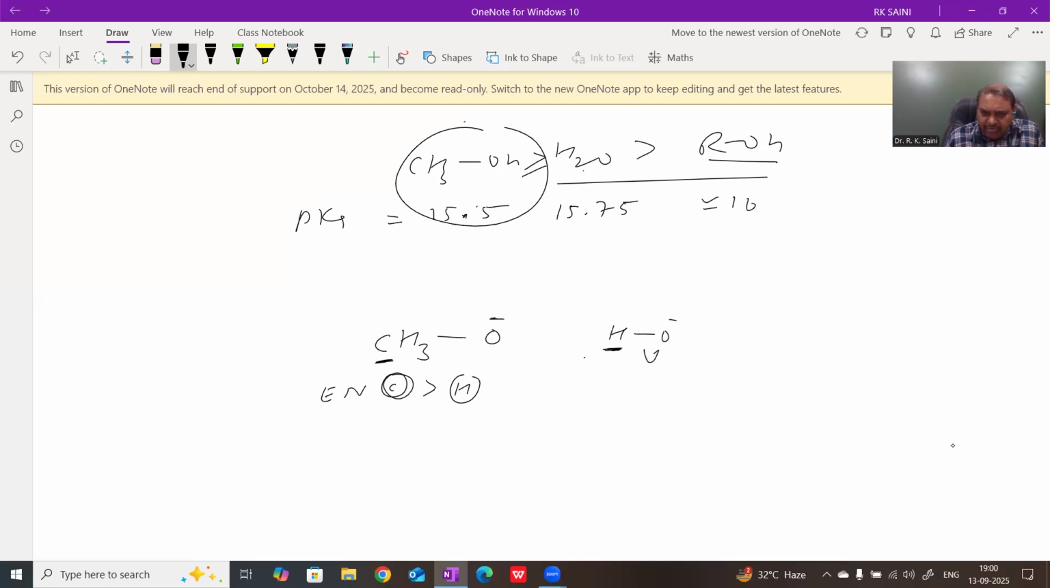It means there is more negative charge at oxygen in hydroxide ion than in methoxide ion. It is the reason. However, in other alkoxide ions, the plus I effect is more dominant. Therefore, they are less stable. Stability order: methoxide ion, hydroxide, and other alkoxide ions.